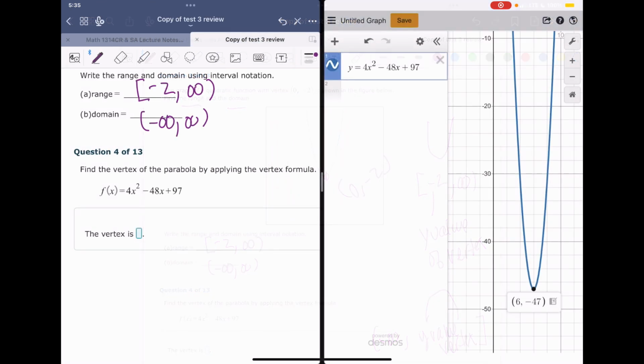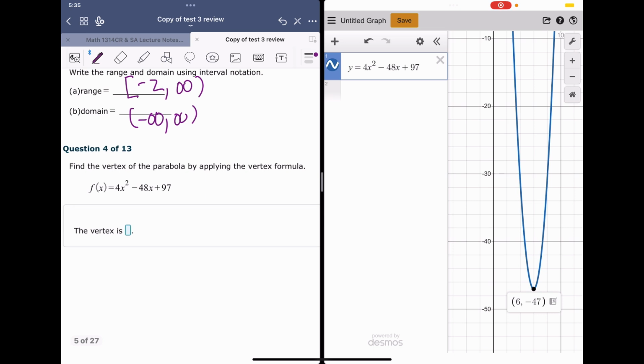Or it says find the vertex of the parabola by applying the vertex formula. So you do need to know the vertex formula because it's standard form. So x equals -b over 2a. And then to find the f of x, you would do f of -b over 2a. This is going to give you the vertex, but we can just graph it in Desmos. So just use Desmos.